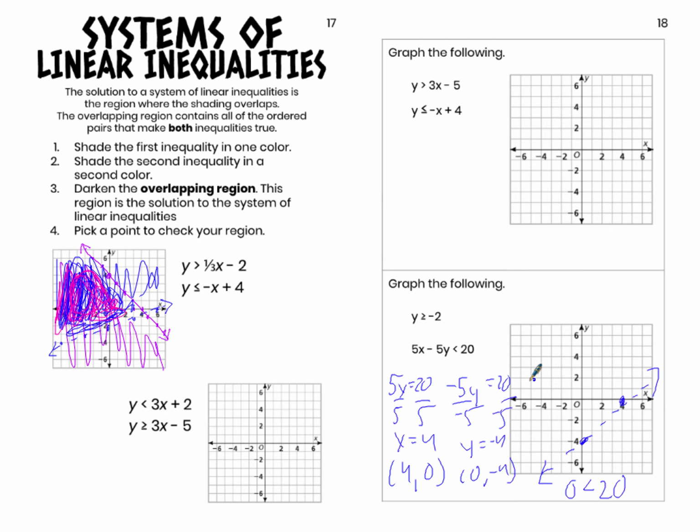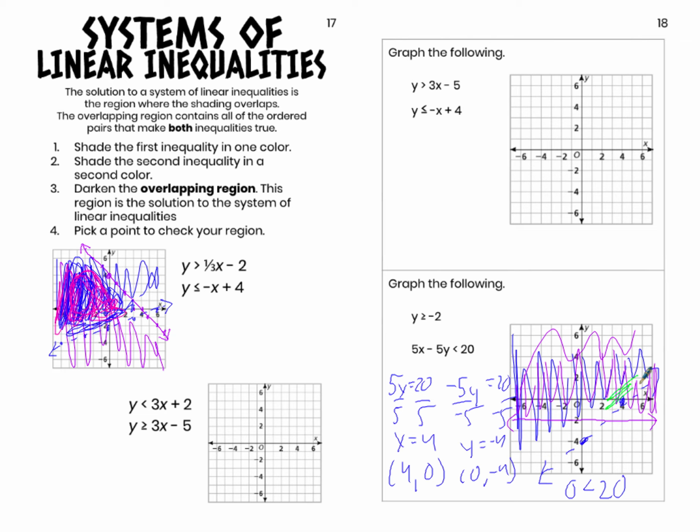0 is less than 20. That tells me that I will be shading this side. Also, negative coefficient in front of y, which tells me that I would need to flip this to a greater than. Y is greater than or equal to -2. Let's use another color for that. That's going to be here, the horizontal line. Y equals -2, and then greater than or equal to -2 is going to be above that line. So those are all the points where the y value is greater than or equal to -2.